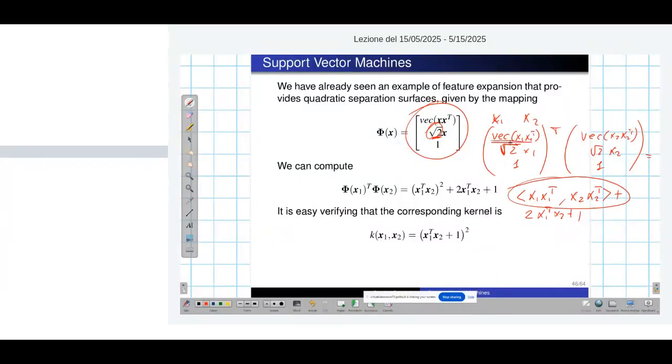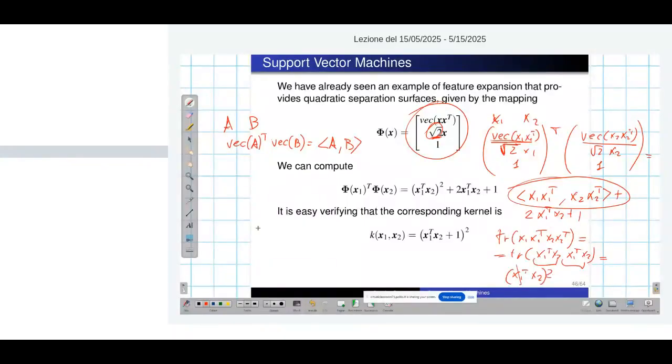This term is the same operation but represented in terms of matrices. Remember, if I have matrices A and B, vec of A transpose vec of B is equal to the scalar product between the two matrices A and B. I can represent it, and here I need to use some tricks, as trace of x1 x1 transpose x2 x2 transpose, which is equal to trace of x2 transpose x1 x1 transpose x2. These are two numbers. It's equal to x1 transpose x2 to the square. And then you see that I have x1 transpose x2 to the square, plus 2 x1 transpose x2, plus 1, which is equal to x1 transpose x2 plus 1, to the square.